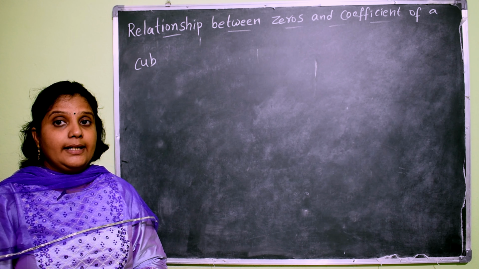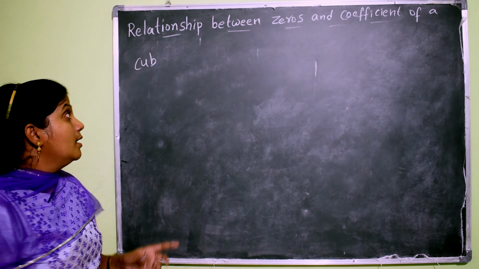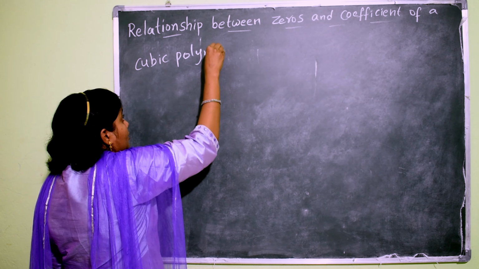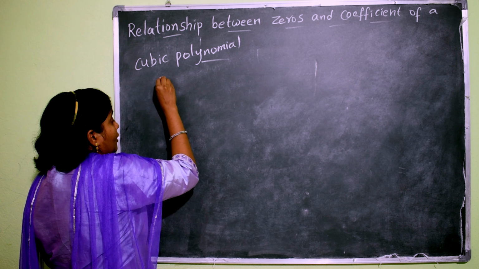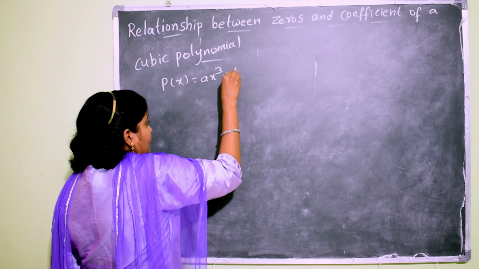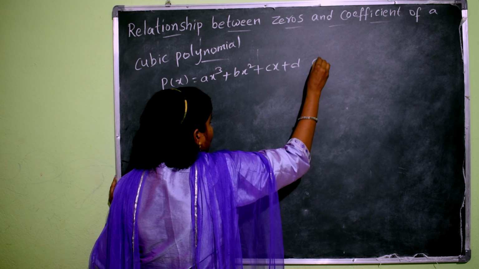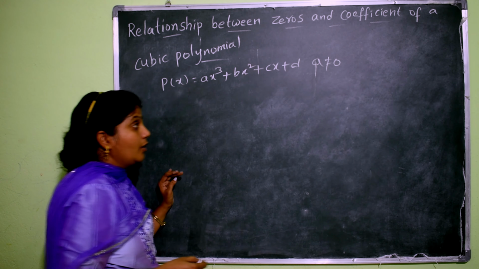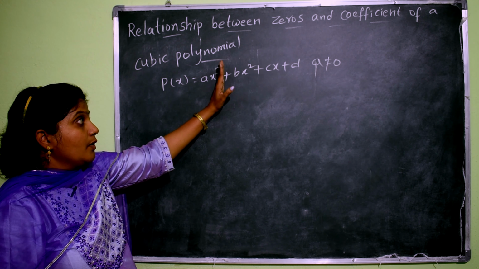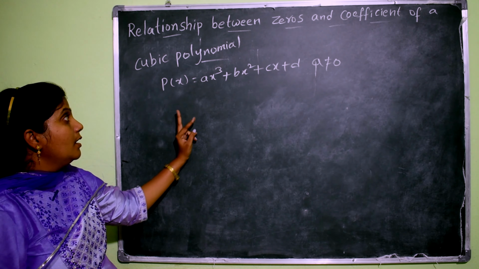Up to now we have discussed linear polynomial and quadratic polynomial. For linear and quadratic we have discussed the zeros and the coefficients of the polynomial. So now cubic polynomial. What is the form of the cubic polynomial? P of x is equal to ax cube plus bx square plus cx plus d, where a is not equal to 0. So if a is 0, what happens? Then it will become the quadratic polynomial. So here a should not be equal to 0.